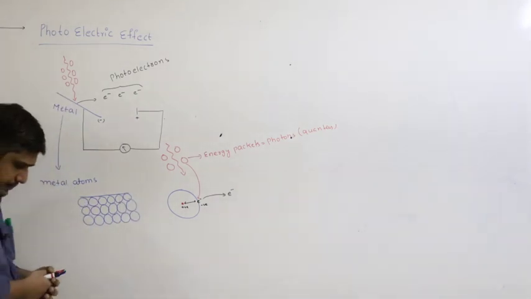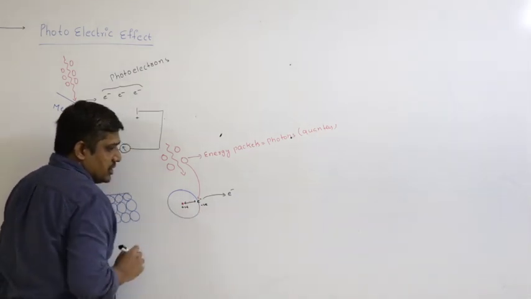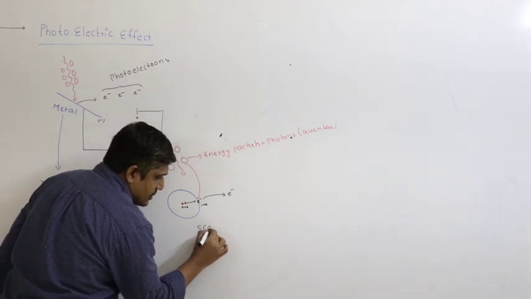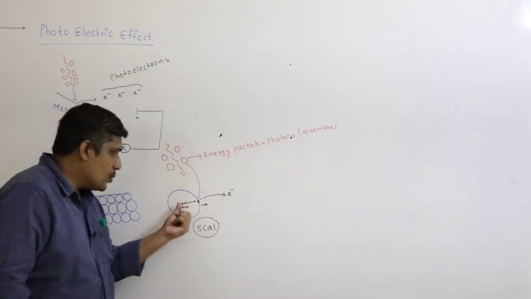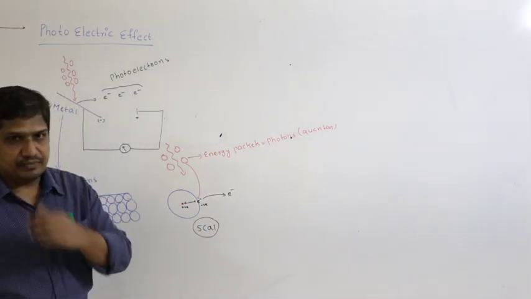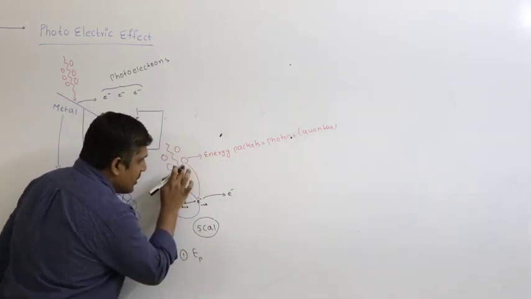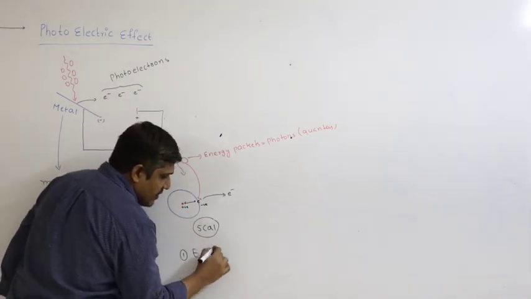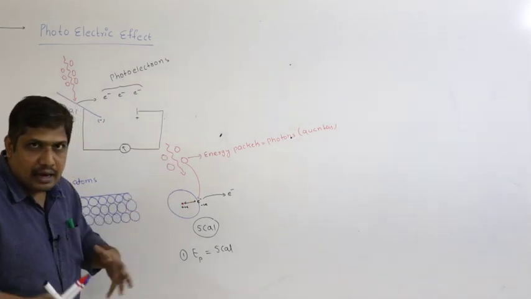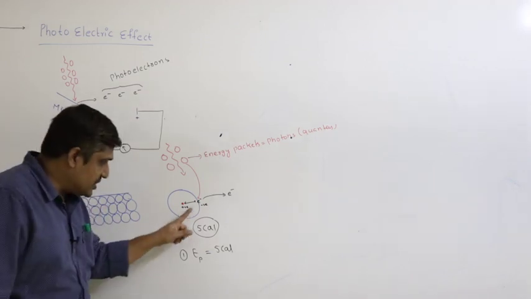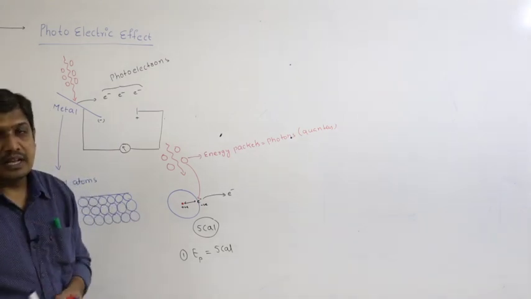Suppose, let us assume the energy required to overcome nuclear attraction is, say, some 5 calories. I repeat, the energy required to overcome nuclear attraction is 5 calories. Now, case 1, the energy associated with one photon is, say, 5 calories. Then what happens? This photon is absorbed by the electron. Electron gains 5 calories. That is sufficient to overcome the nuclear attraction. Therefore, the electron will come out. Second case.